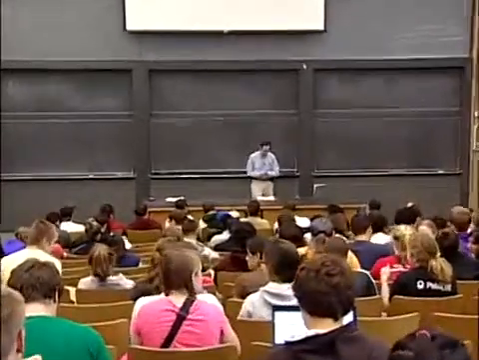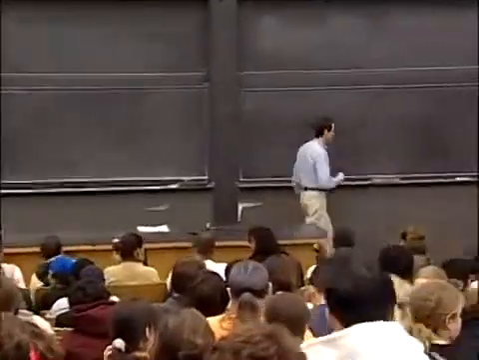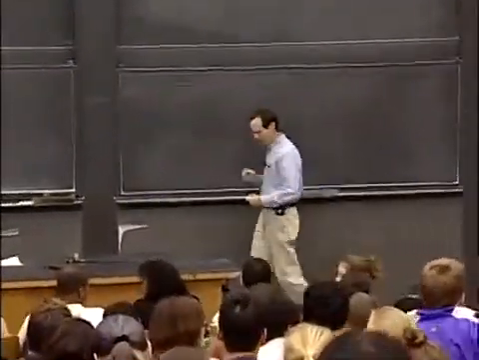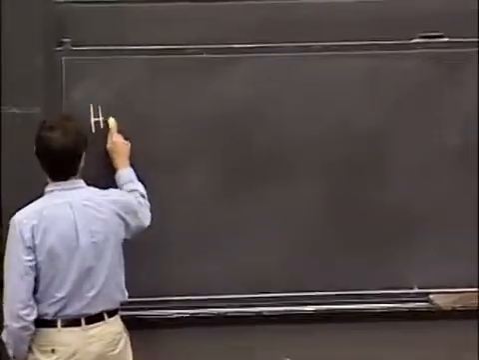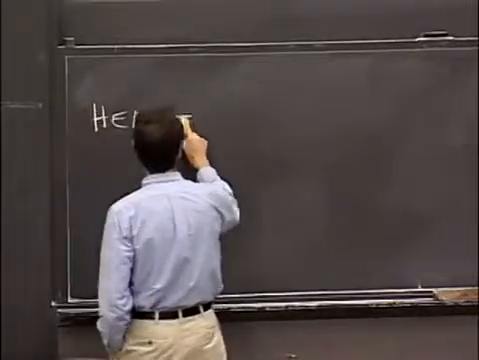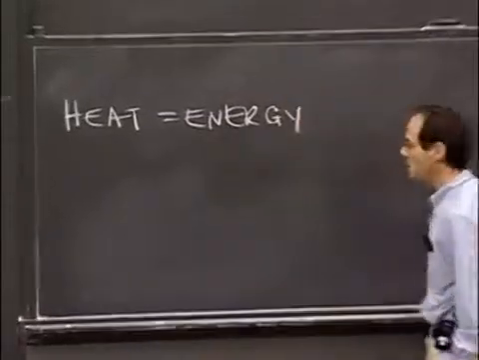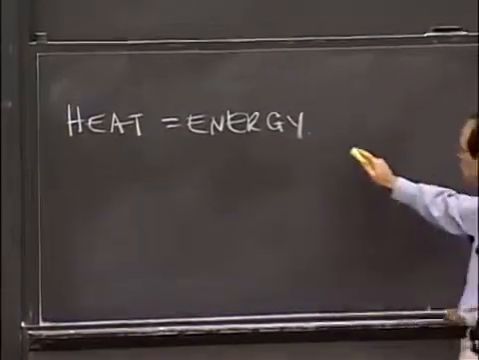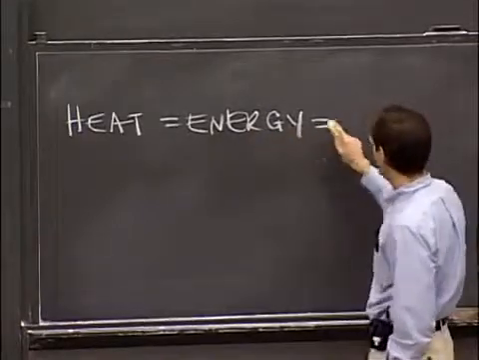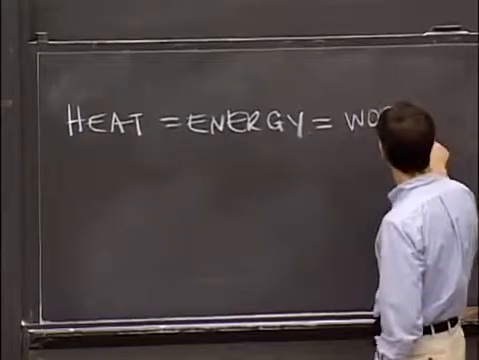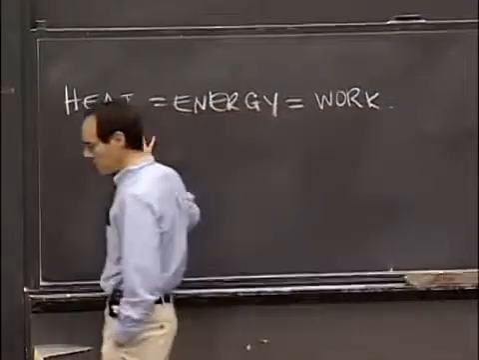Today, I want to get started by correcting a mistake that I made last time. This was a mistake in terminology. I said that what we were computing in this candy bar example was energy and not heat, but it's both. They're the same thing. In fact, energy, heat, and work are all the same thing in physics.